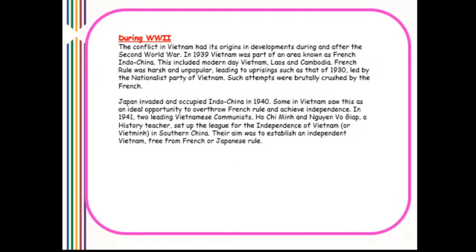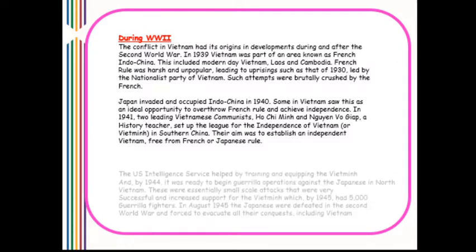Japan then invaded and occupied Indochina in 1940, so during World War II. Some in Vietnam saw this as an ideal opportunity to then overthrow French rule and achieve its independence. In 1941, two leading Vietnamese communists, Ho Chi Minh and General Giap, a history teacher, set up the League for the Independence of Vietnam, or the Vietminh as it became known, in southern China. Their aim was to establish an independent Vietnam, so completely free from French or Japanese rule.